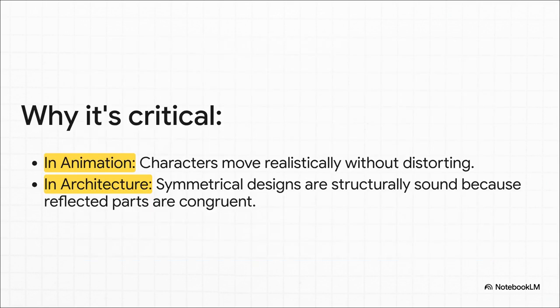And it's not just about looking good. In architecture, symmetry gives buildings their structural integrity. When one side of a bridge is a perfect reflection of the other, the architect knows for a fact that both sides are congruent. They have the exact same dimensions, the same weight distribution. That congruence creates balance and strength.